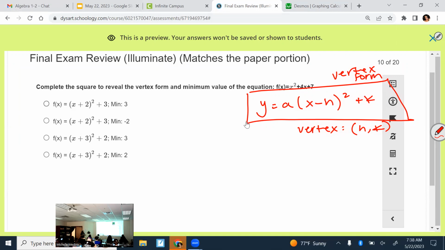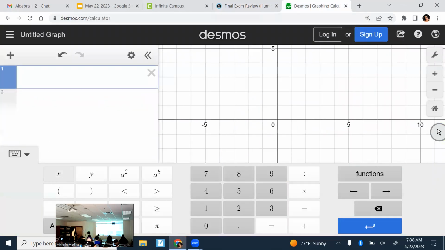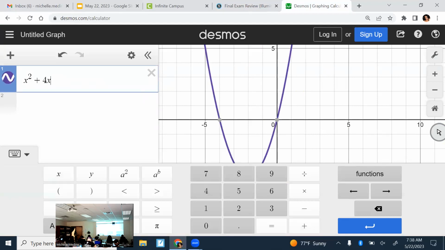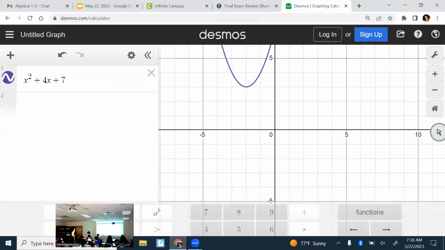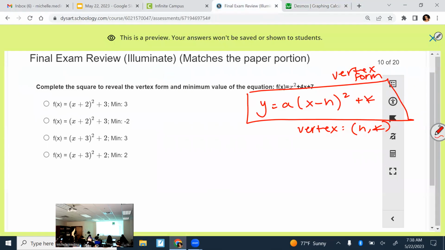So then looking at these, well, we also kind of want to graph it too. So let's graph the standard form. So x squared plus 4x plus 7. All right, vertex, when I click on it, is -2, 3. So that's my H and my K. Now, notice that in this formula, it has it as x minus h. So when I plug in a -2, it looks like that.